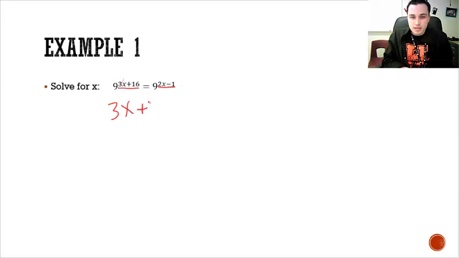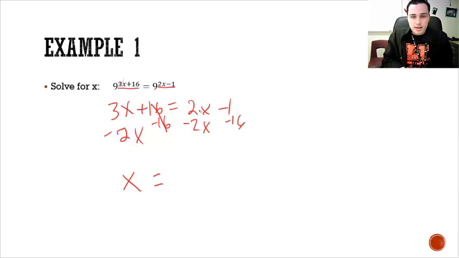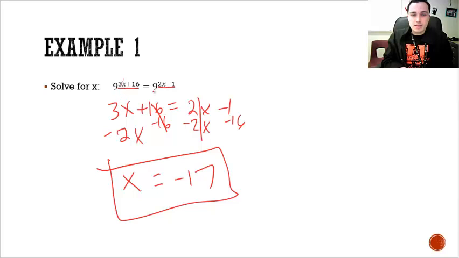So 3x plus 16 is equal to 2x minus 1. Subtract the 2x, subtract the 16. Okay, so 3x minus 2x is just x, and negative 1 minus 16 is negative 17, and well, then that's the answer. So like I said, in a simple case when the base already matches, then just set the exponents equal to each other and solve that like normal. It's kind of like when you have log equals log and you cancel the logs. It's basically the exact same concept.